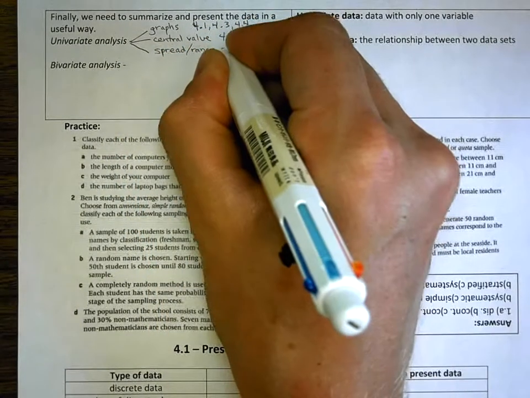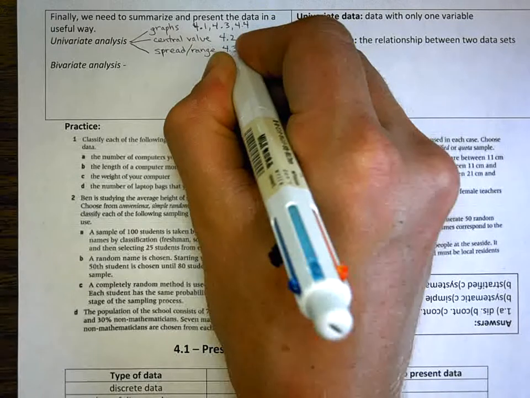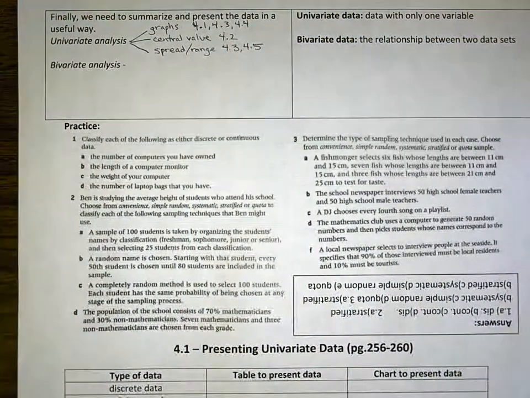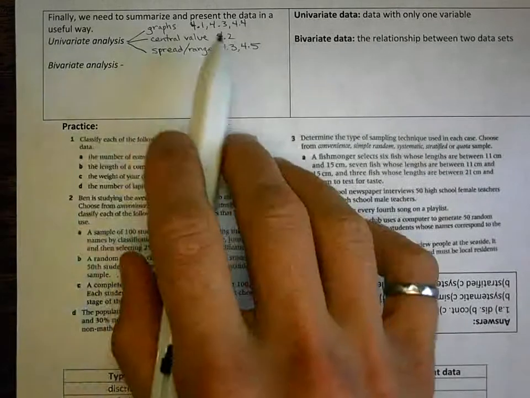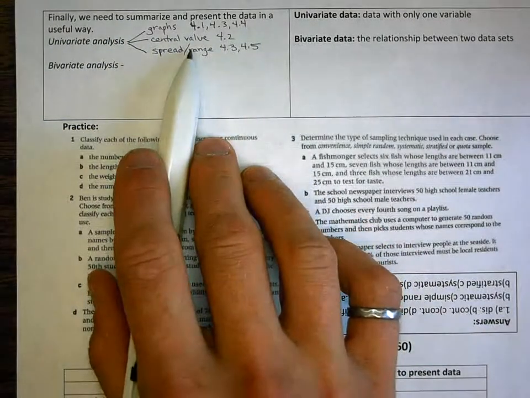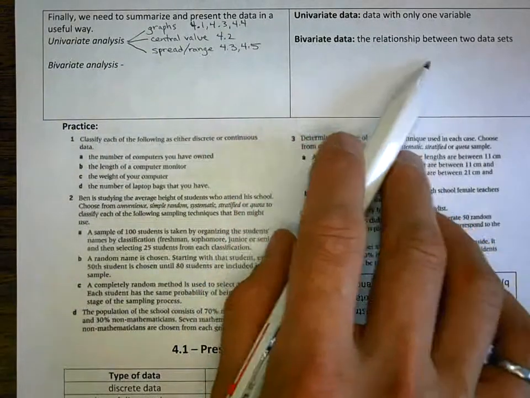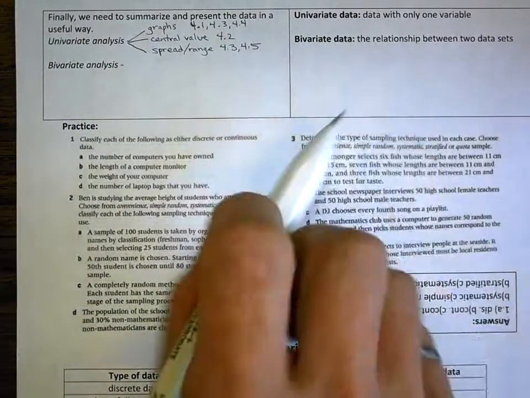This is another way of analyzing and presenting the data. So we're going to do that in section 4.5. So that's the first half of the chapter, univariate analysis. The second half of the chapter is bivariate analysis, which is where we compare two sets of data and the relationship between them.